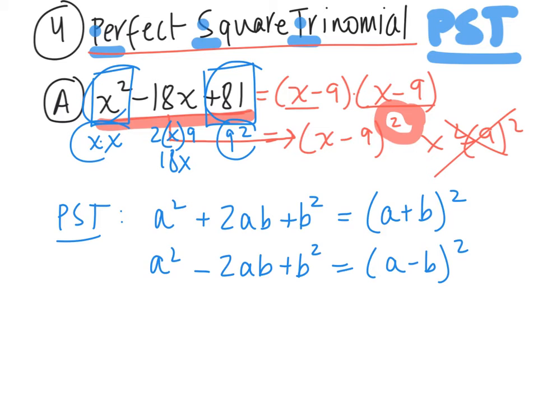Okay? Now, if we look at our example here, we saw that a was x, all right? b was 9, because that's the square root of 81, and it was minus because of that minus sign. And voila. Now, in this one, you don't have to do a PST because you already know how to factor that. But a PST is very, very useful when a is not 1. Okay, so let's check one of those out.